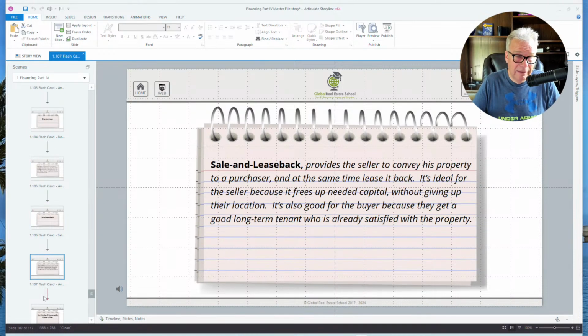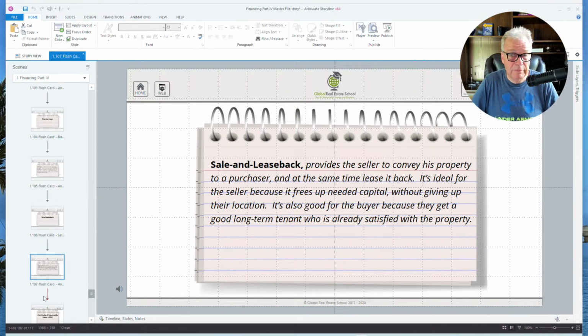Sale leaseback. This question's been seen on the test a lot, but that's why you need to know those definitions. Definitions are so important. Don't get hung up on the math. Know the definitions. Very, very important.